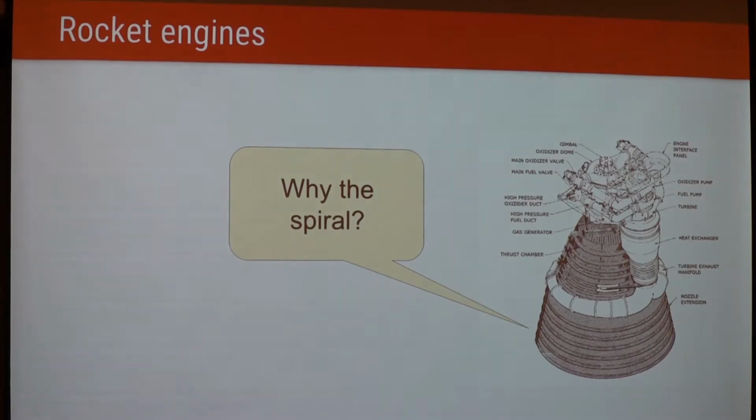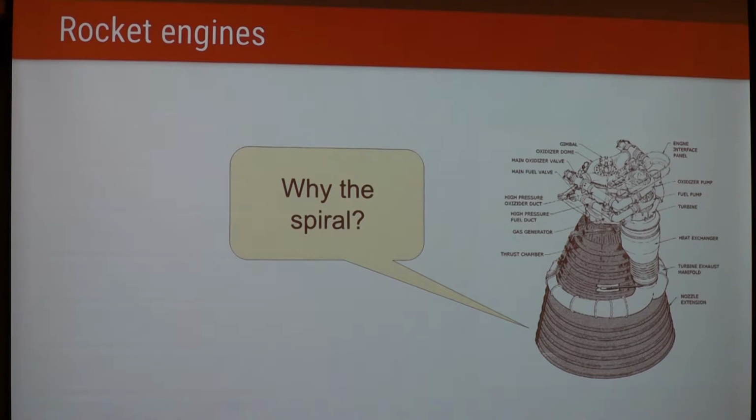Here's another one. This is a rocket engine, and I've always wondered when I saw these why it has that spiral around the bottom. And one day I was in a museum, and the little text below explained something to me. Does anybody know why the spiral is at the bottom? Okay, good. So it wasn't just me.